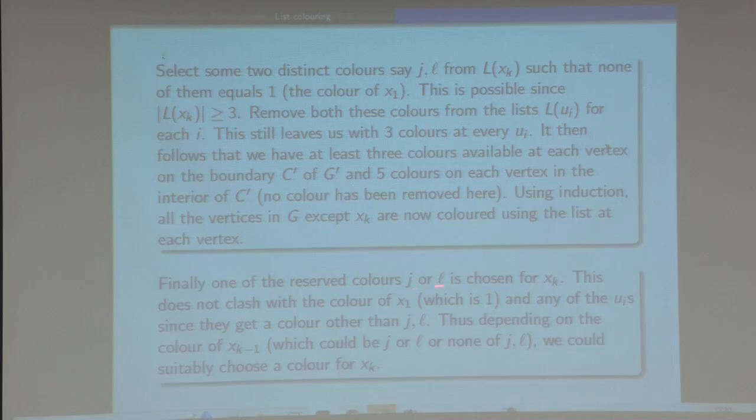Then I can use induction. One of the reserved colors J and L is chosen for xk, that depends on what color is given to the neighbor. x1 has color 1 and the colors J and L have been removed from the neighbors. This depends on the color of xk minus 1, which could be J or L, but not both of them. We could suitably choose a color for xk. This is a very nice argument. It's really quite elementary, but very neat.